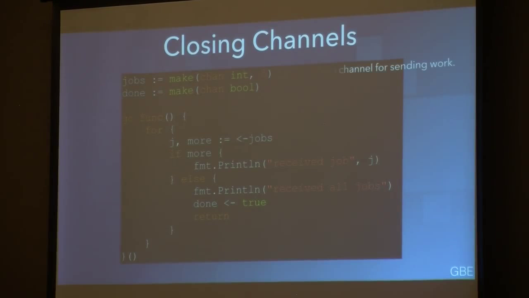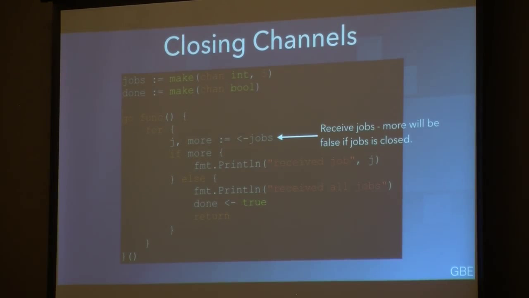We can also close channels. The job channel for sending work here has a buffer size of 5. The done channel indicates that all work is complete. Here we are receiving jobs. Notice that we have 2 returns: j, more. More, in the second position, is going to indicate whether the channel is open or closed.